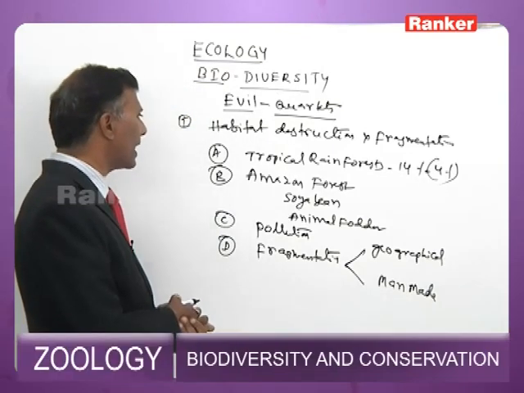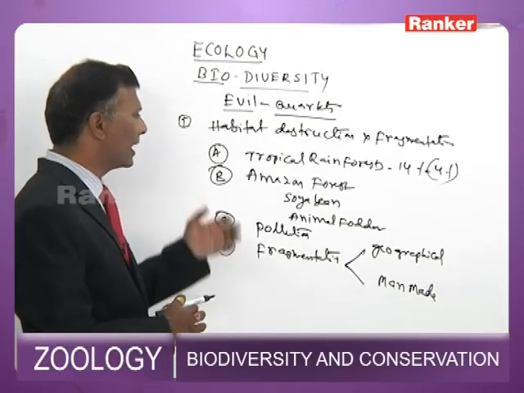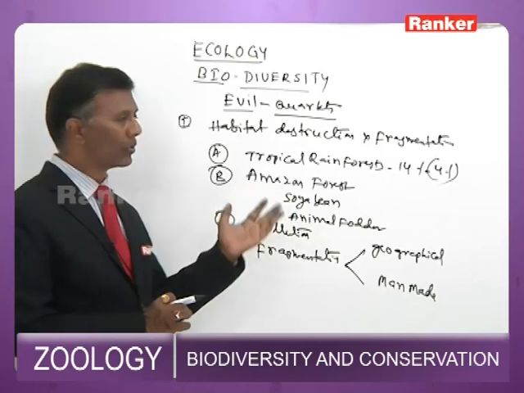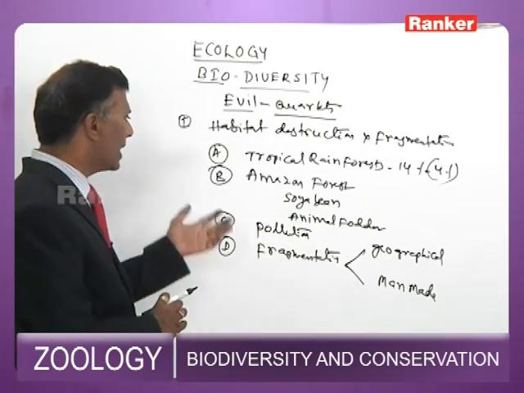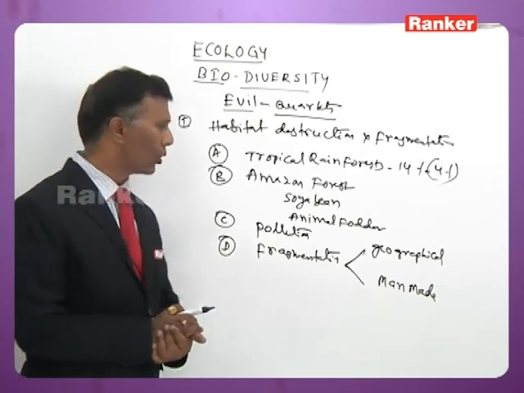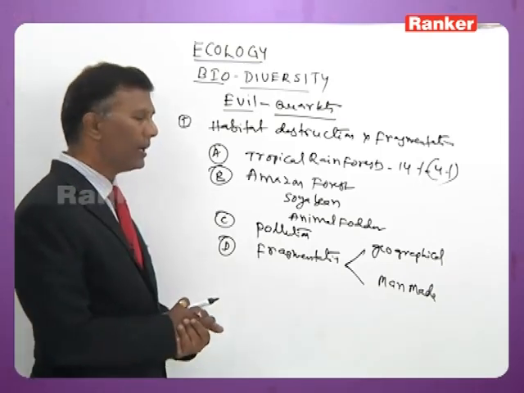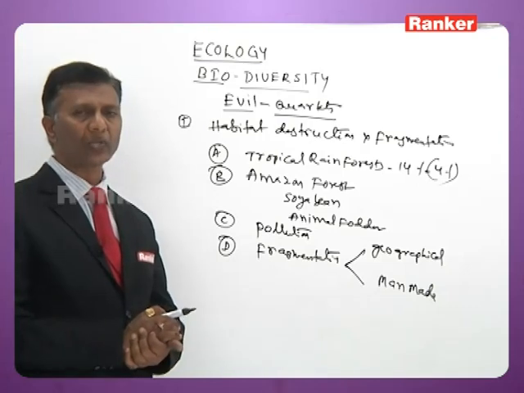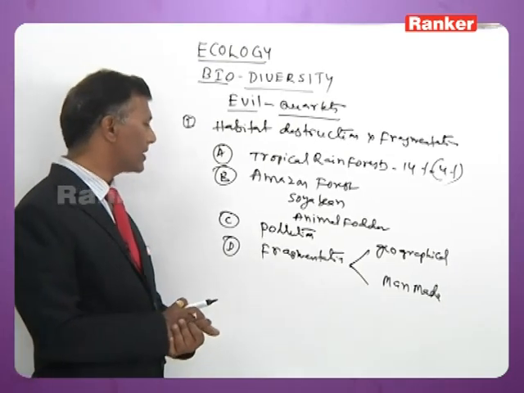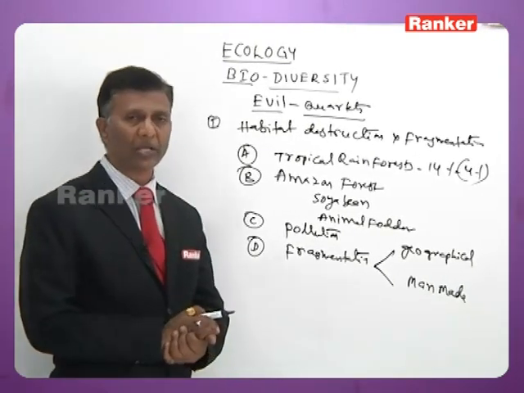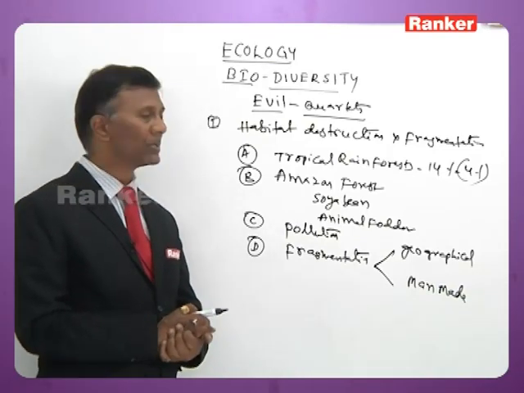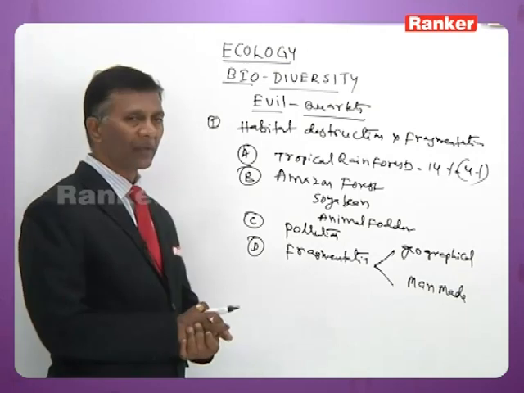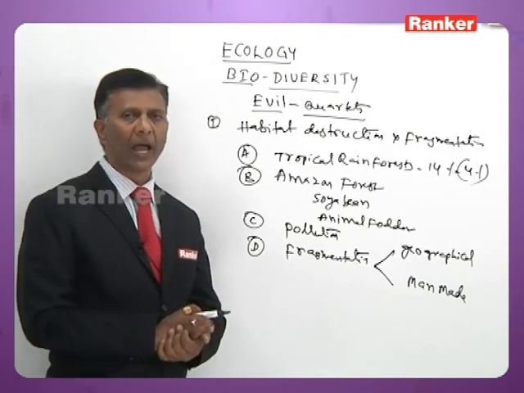So all these come under habitat destruction and fragmentation, like tropical rainforests, which once were up to 14% of the earth's surface and are now reduced to only 4%. The Amazon forest is being cut to grow grasslands and soya bean. Pollution hazards are also responsible for habitat destruction. Fragmentation may be natural or man-made. Both of them are responsible for fragmentation, which indirectly affects the wild fauna and flora.